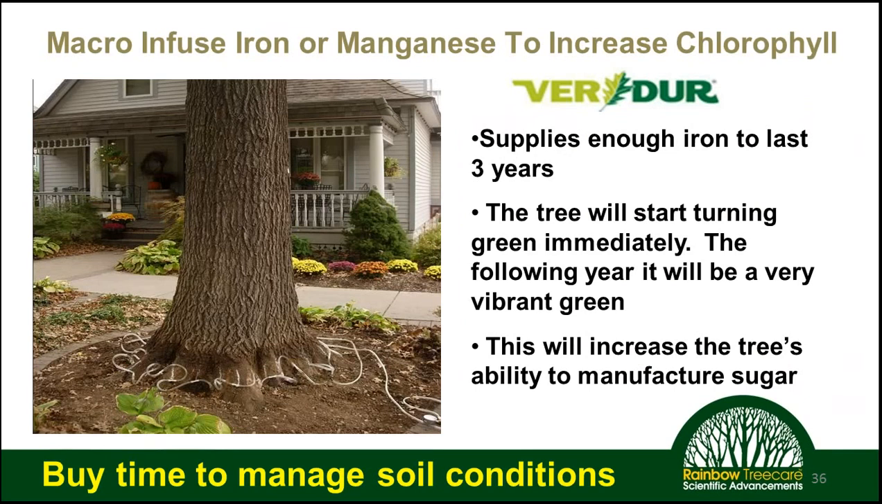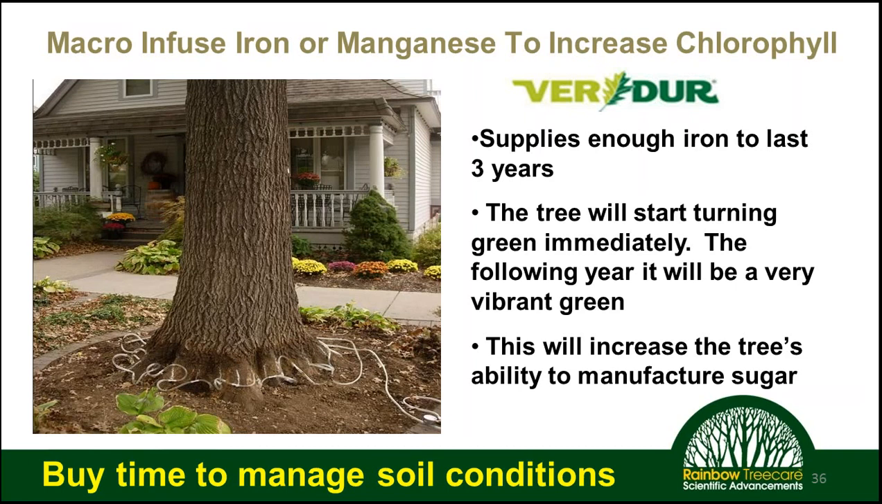Injections with material like Verdure. It's basically a chelated iron or manganese solution that you can macro-infuse to increase chlorophyll in trees that are chlorotic. By doing this, it gives you time to manage the soil conditions. If you're just doing this, it's kind of spoon-feeding a nutrient to help the chlorophyll production, which is critical so the tree can manufacture sugar. You know, you're accounting for photosynthetic ability.